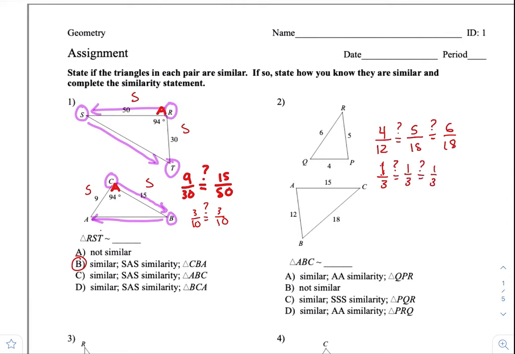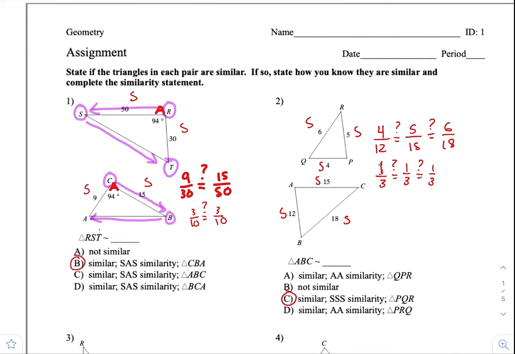So are these proportional? Yes, because this side's proportional to this side, and this side's proportional to that side. So these are similar by side-side-side, which is C, PQR.